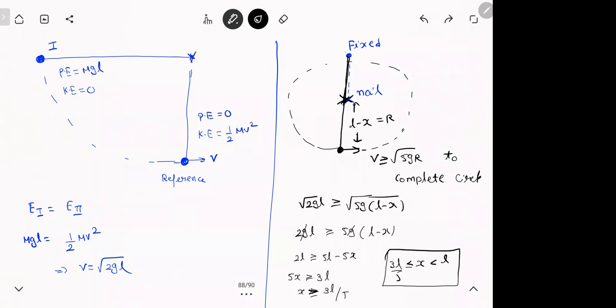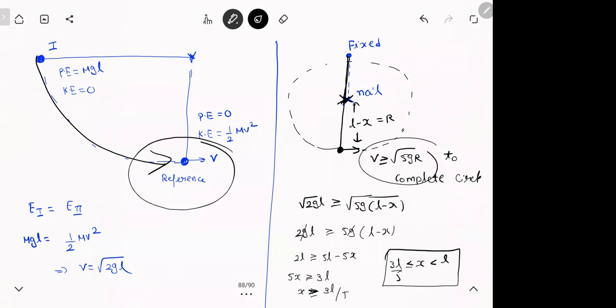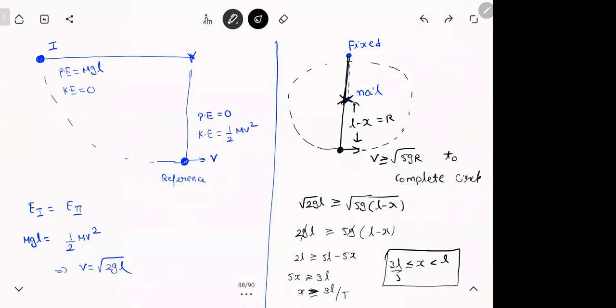Check out the steps. First thing, conservation of energy from here to here. Whatever velocity you got here, that should be greater than root 5gr. r is this radius, L minus x. Again, you should know basically what you're doing. Put it down. Think about each and every step. Any step you didn't get, please ask me.